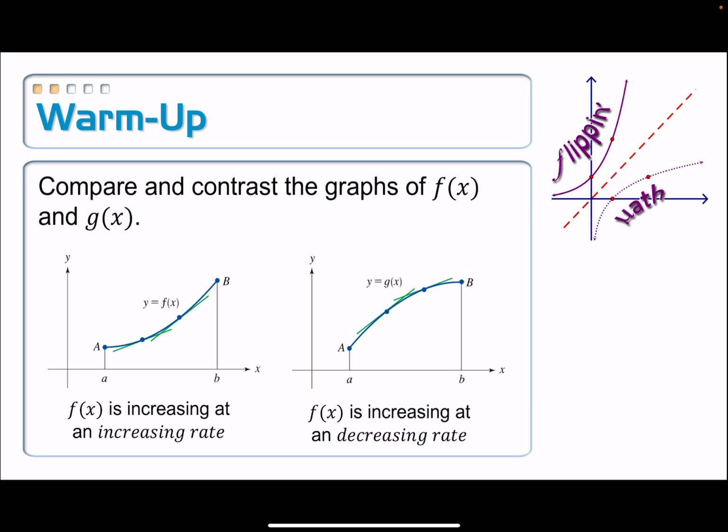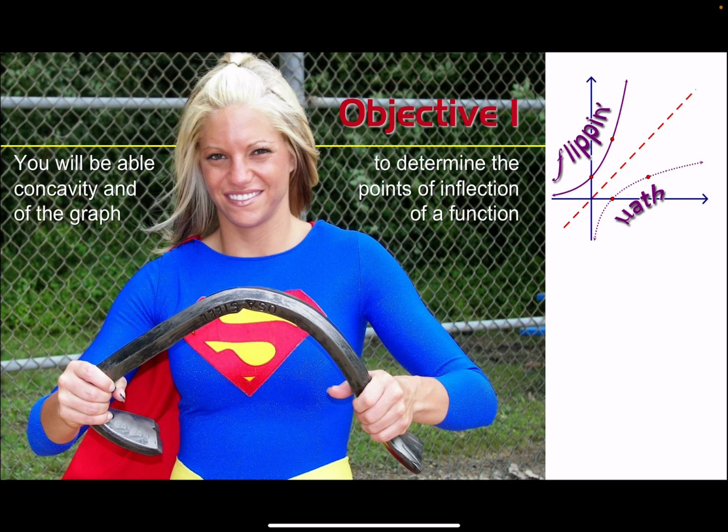All right, so the graph on the left, it has a special name. It's concave up. The graph kind of curves upwards, right? And the graph over here on the right, g of x, this one is concave down. I can see that this shape looks like it's kind of caved downwards. So that brings us to our first objective here about being able to determine the concavity and points of inflection of the graph of a function.